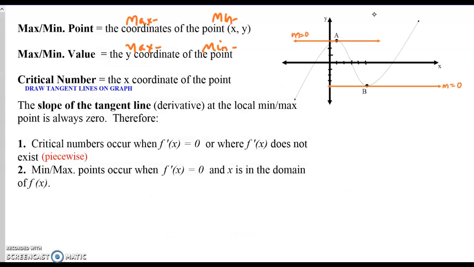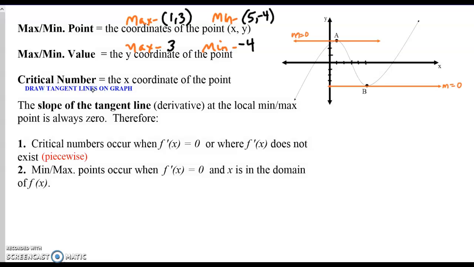We'll turn the page and look at what the x value is. I've copied that same graph here. When we talk about the maximum and minimum points, we're looking at their coordinates. The coordinates of the max point A would be (1, 3), and the min point would be (5, negative 4). So the point refers to the coordinates. Max and min values refer to the y coordinate: a max value of 3 and a min of negative 4.